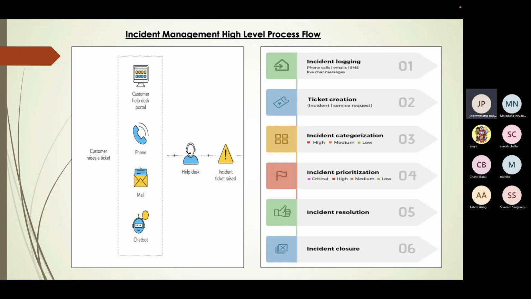Sir, what is the difference between incident categorization and incident prioritization? Incident categorization means in which category it falls. In priority, we have only 5 priorities, P1 to P5. Category means whether it is a hardware related issue, like if a system broke down and you need to replace it. That falls under a hardware related incident.